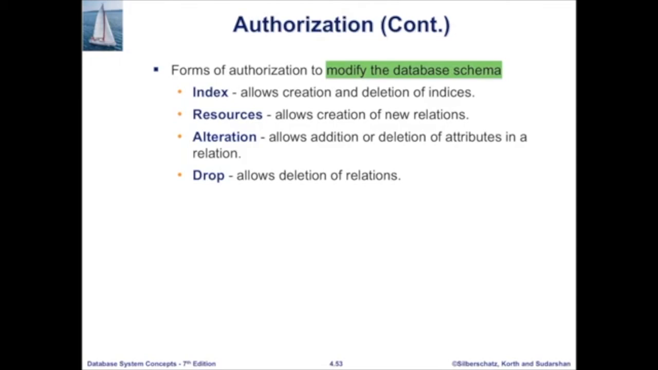Yung index, it allows the user to create or delete an index. The resources naman, it allows creation of new relations or new tables. Alteration is allowing the user to add or delete columns in a table. And then lastly, some users are allowed to drop the table.